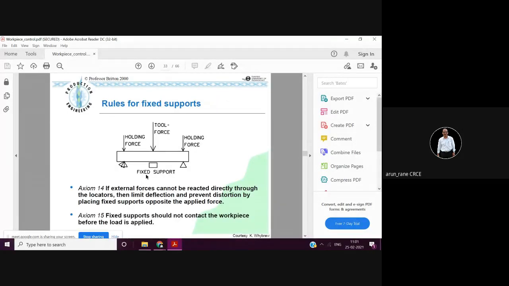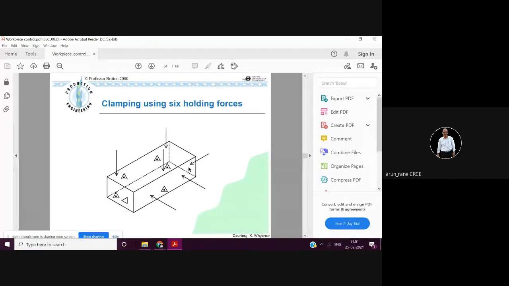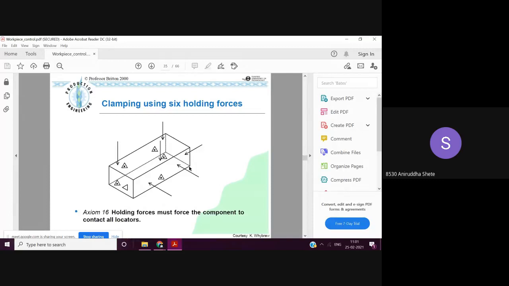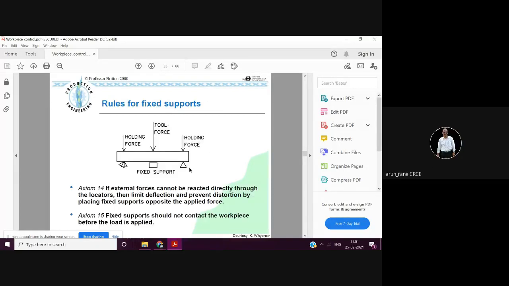The rules for the fixed supports are that the support should be opposite to the tool force. And generally you have to place the locators exactly opposite to the holding force. Suppose you are putting a clamp here, then your locator should be exactly below the clamp.